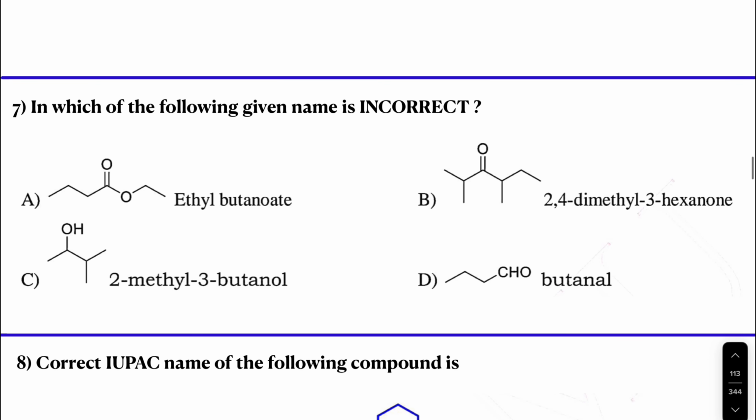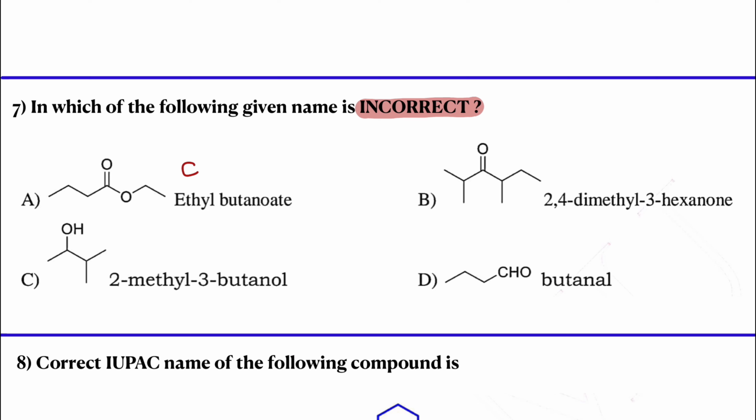4-chlorotoluene. And here we have another question. In this they are asking which incorrectly given IUPAC name. In which option the given name is incorrect? So obviously here we have to check the options. So this is ethyl butanoate. So here this is the correct IUPAC name.